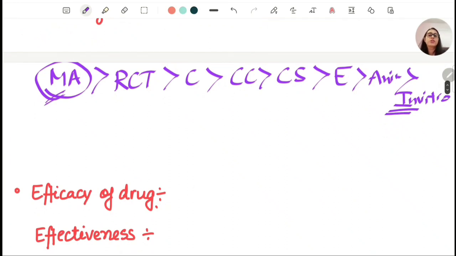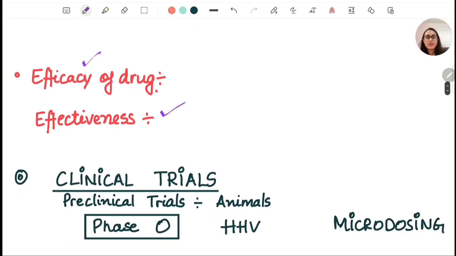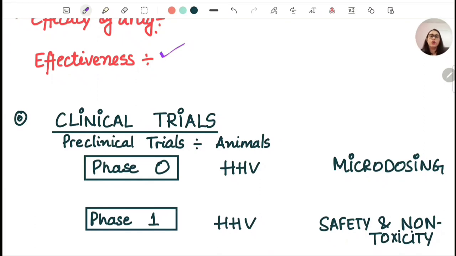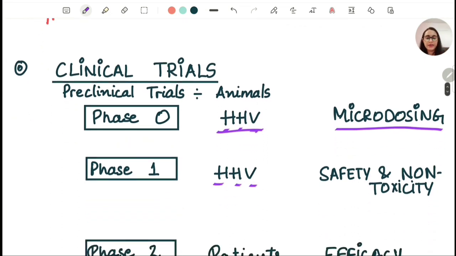Efficacy of the drug is the ability to produce the desired beneficial effects under ideal circumstances. So in ideal circumstances, how beneficial the drug is, is known as efficacy. Effectiveness is the ability to produce the desired beneficial effect in actual use or in working conditions. So coming to the clinical trials, first we have the preclinical trial, which is done on animals. Talking about clinical trials done in humans, phase 0 is done on healthy human volunteers. In phase 0 we do micro dosing, so we give a small amount of dose. Phase 1 is also done on healthy human volunteers and we check the safety and non-toxicity of the drug. In phase 1, it tells about the maximum tolerated dose, how much of the dose a human can tolerate.